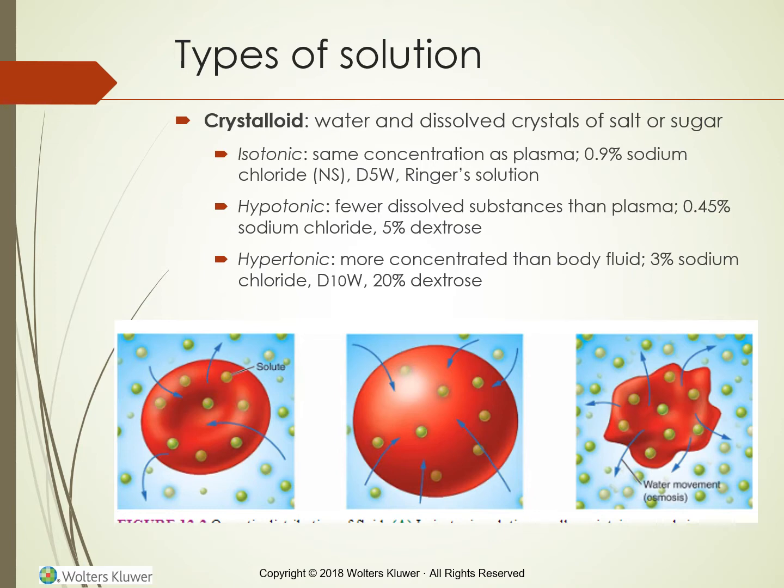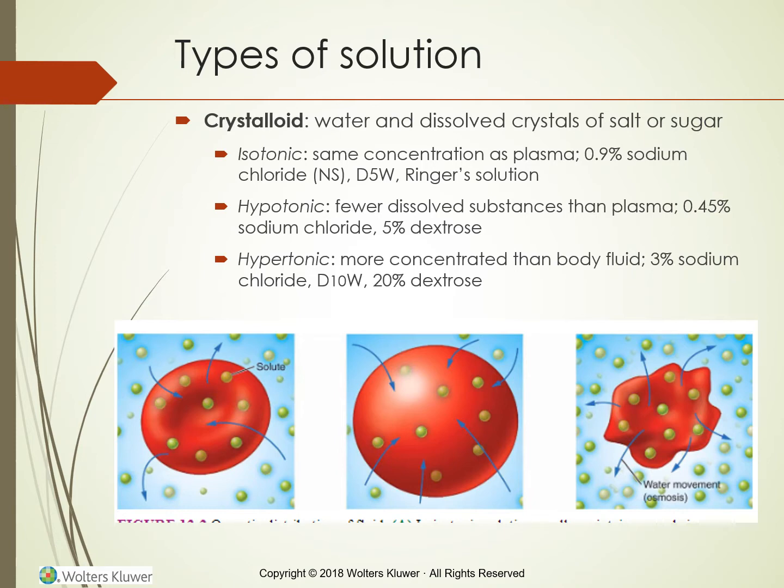Crystalloid solutions are divided into isotonic, hypotonic, and hypertonic solutions. These terms refer to the concentration of dissolved substances in relation to the plasma into which they are instilled. When crystalloid solutions are administered to clients, the concentration influences the osmotic distribution of body fluid.